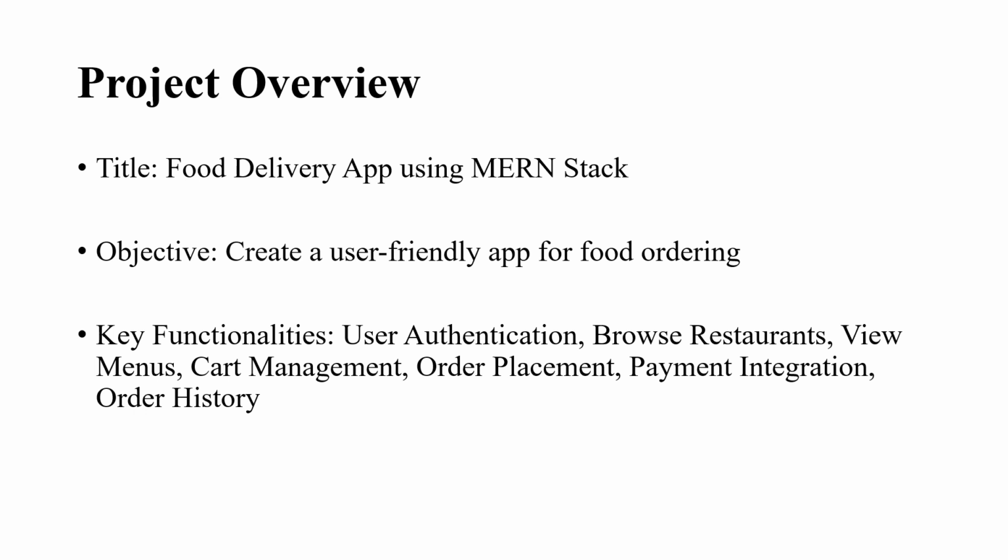The key functionalities in this app are user authentication. Without authentication, no one from outside can enter into his or her account. Then users can browse all the restaurants associated with our app and view the menus of those restaurants, the same way we view menus before selecting. After browsing, we can manage the cart. We can add all the things we want into the cart, and then we can place our order.